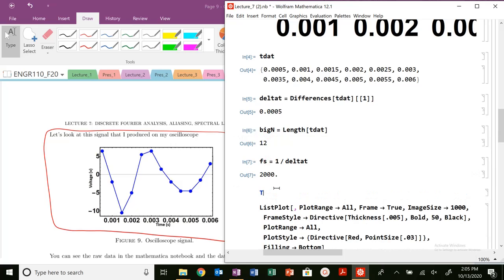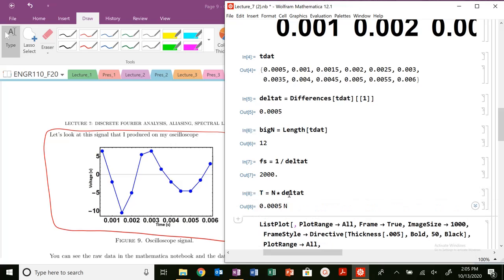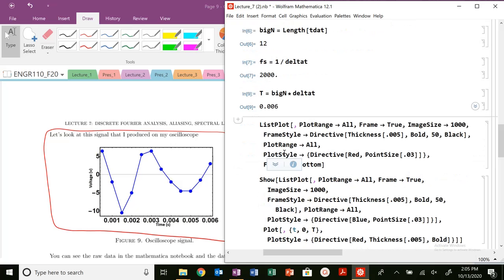So my period is going to be what? This signal is not periodic. It is aperiodic, so it's just going to be N times delta t. I also know what else? Not n. See, this is why you need big N. I also know, so 6 milliseconds, or again, 0.006 seconds. What else can we figure out here?